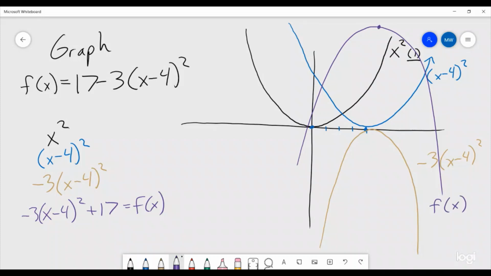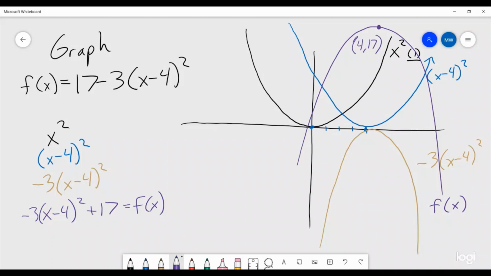Now, to make sure that they know exactly what you're doing, I would probably label the vertex, because we know exactly what it is. We shifted it over 4, and then it went up 17. So this point up there is (4, 17). And so that's how we would go about graphing 17 − 3(x − 4)². You could plot a couple other points if you wanted to, but that would be the process that we would be going through.